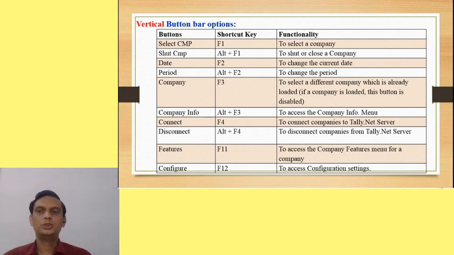Okay, so the first one is Select CMP. CMP stands for company. To select a company, press F1. To shut a company, press Alt plus F1. Shut means just close the company, not delete the company.